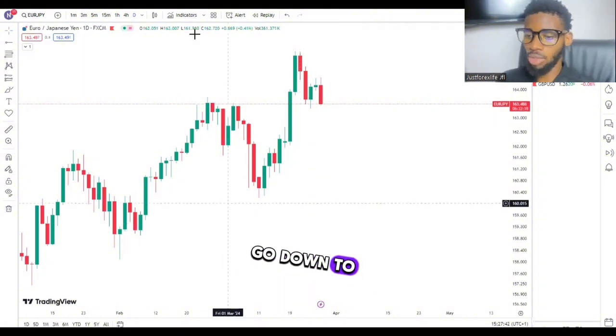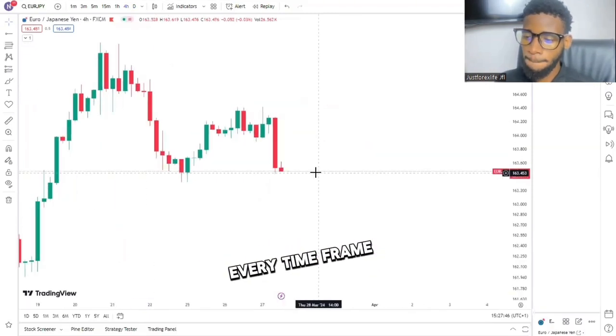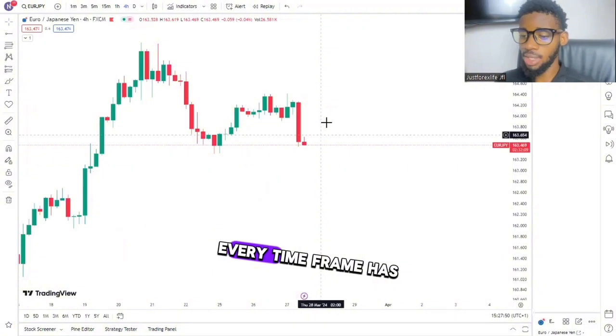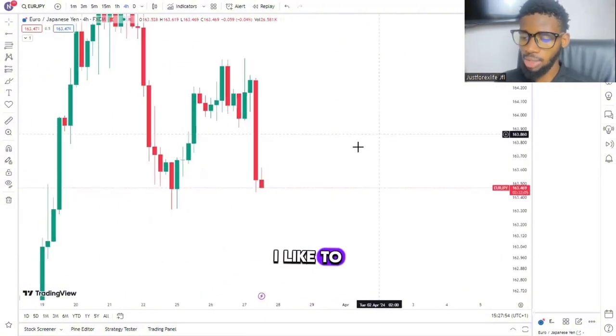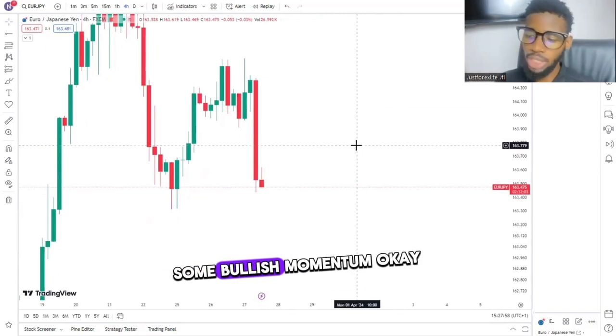I go down to the 4 hour. Now every time frame has a story to tell. That's just where I see it. Every time frame has a story to tell. So looking at the 4 hour, what do I like to see? I like to see some sort of bullish intent, some bullish momentum.